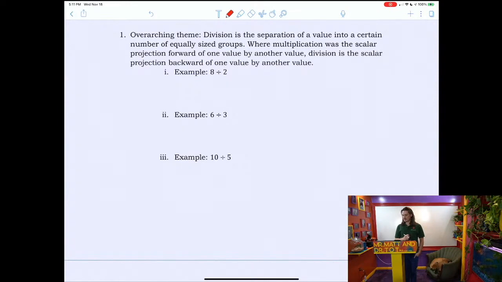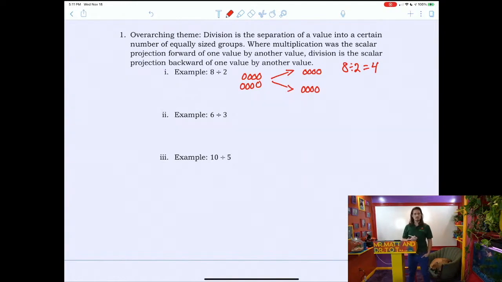Otherwise, let's take a look at these few examples that we'll solve together. So if we just think about this visually, if we have 8 units and we're separating them into 2 groups, and they have to be equally sized, so you might put 4 here and then 4 here. So 8 divided by 2 is equal to 4, because if you take 8 items and divide them into 2 equal groups, then each of those equally sized groups would contain 4 items each. So 8 divided by 2 is 4.